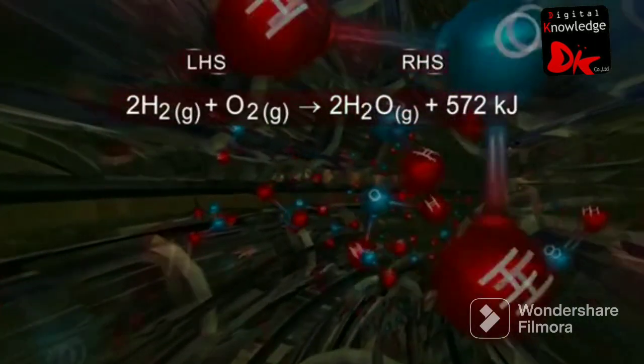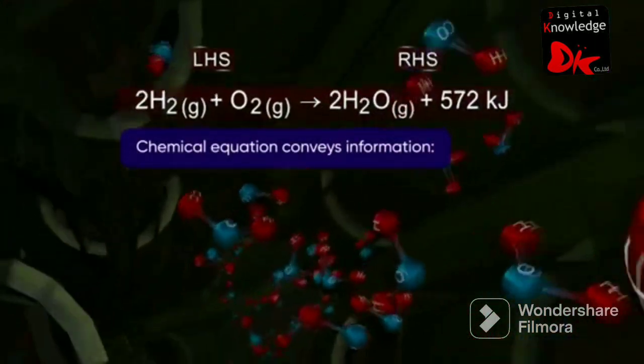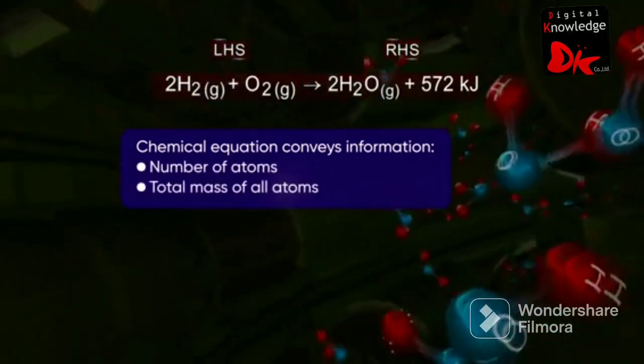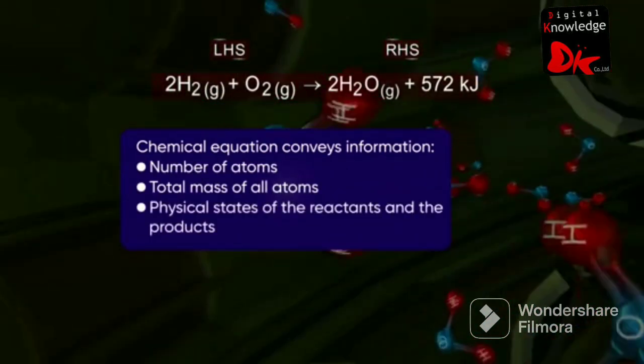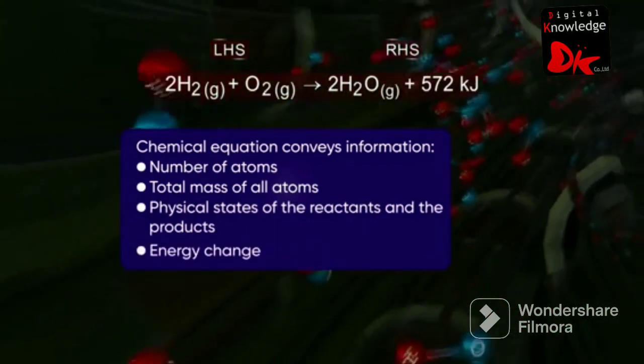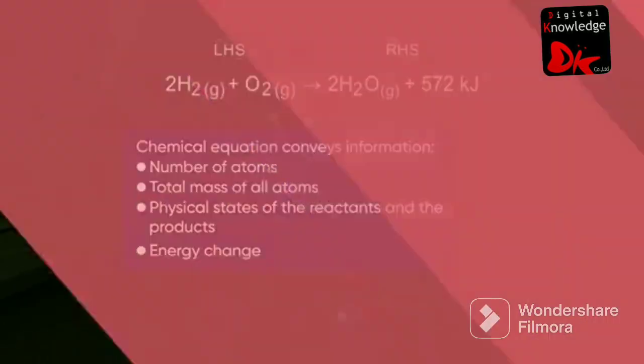Thus, we can see that a chemical equation conveys information such as the number of atoms, their corresponding masses, the physical state of the reactants and the products, and the energy change involved in it.